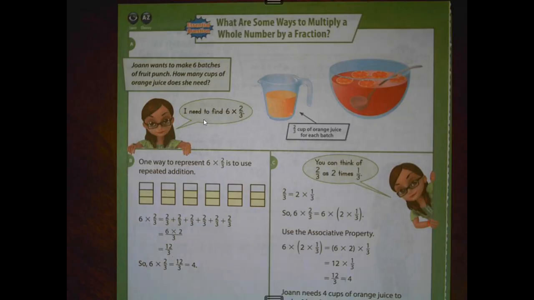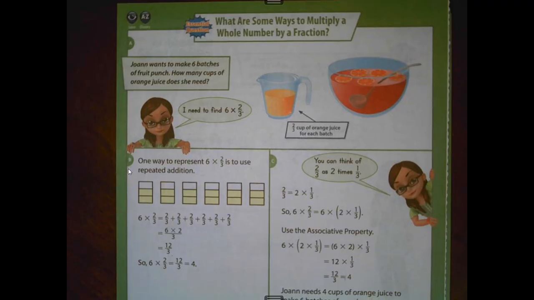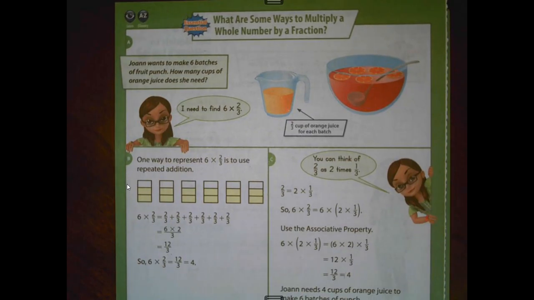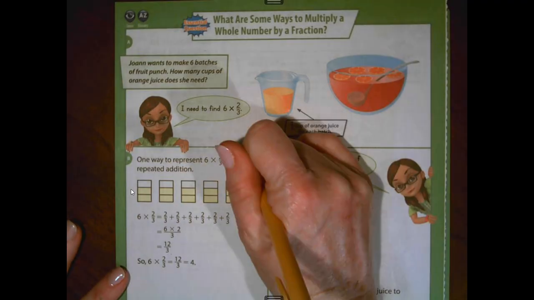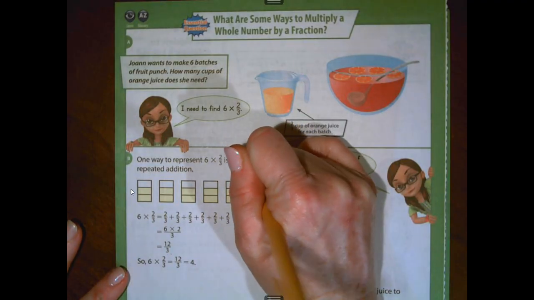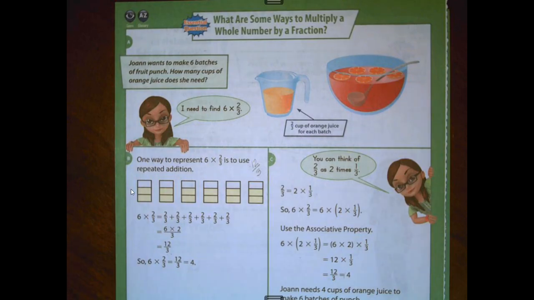So we're going to drop down here, and it looks like they're telling us it's one way, but actually they're showing us 2 ways. I see, first of all, models. When I look at these models, I see 6 wholes that are broken into thirds. And if you count the yellow 2/3 in each whole, you notice that there are 12 thirds. And we'll talk about that improper fraction in a minute. All right, so that's modeling it, which isn't so bad in a situation like this.